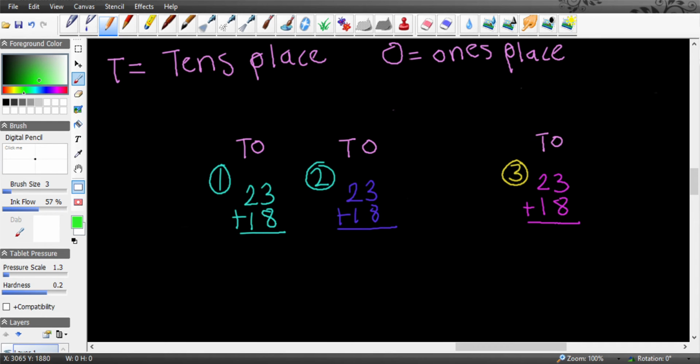And for step 2, we're actually going to start doing it. So let's finish doing step 1. 23 plus 18 is our question. Okay, I get that. Now let's move on to step 2, because that's all we need to do. Step 1 is just looking at the question. So for step 2, we're gonna add both the numbers in the ones place.